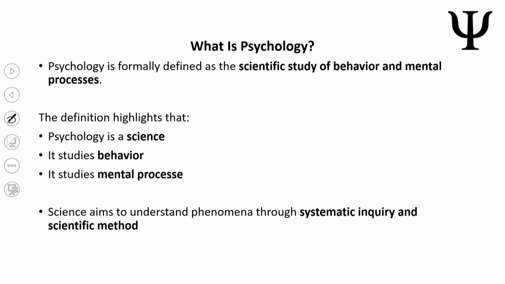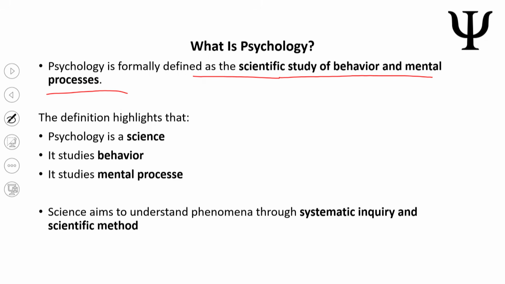There are many ways to define psychology, and various books define it in various ways, but one common definition, which you can find in most of the textbooks and which captures the essence of psychology as a discipline, is that psychology is defined as the scientific study of behavior and mental processes. It is a very basic definition which captures the gist of the discipline of psychology.